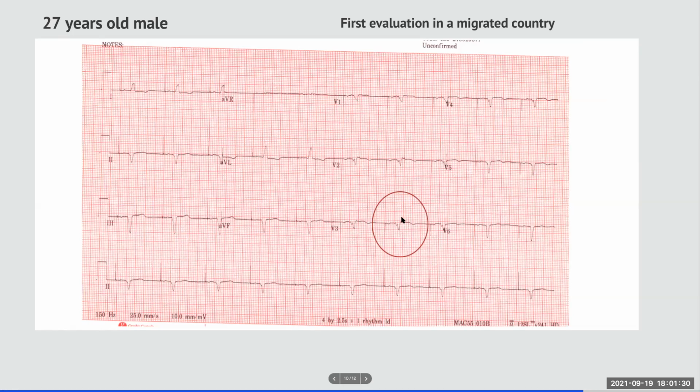So this one I wanted to show you. Concentrate on this one. This is an epsilon wave. This is the T wave. Yes, as also in V4 and V5. This is a patient with arrhythmogenic right ventricular cardiomyopathy. So remember this little squiggle. This is epsilon.